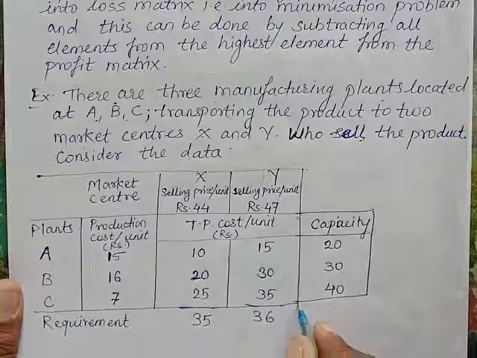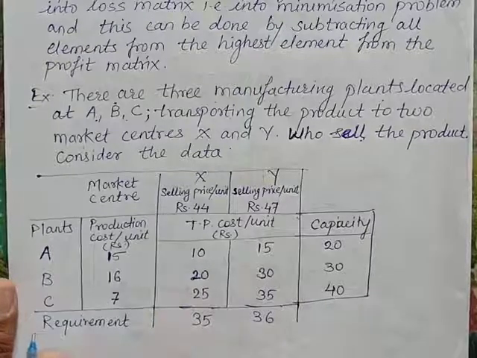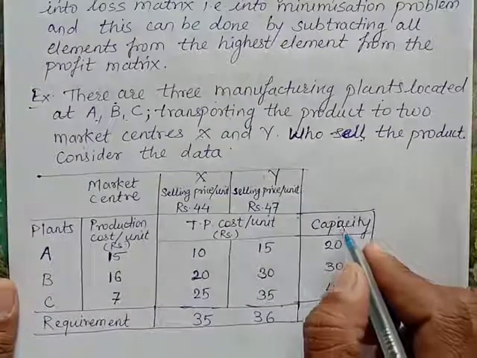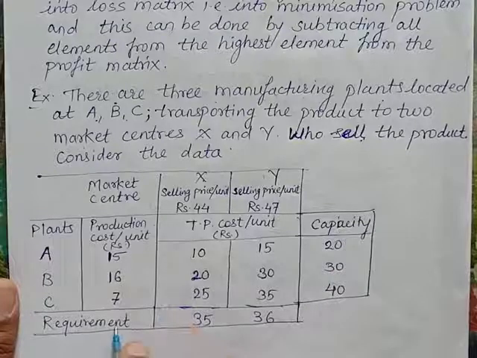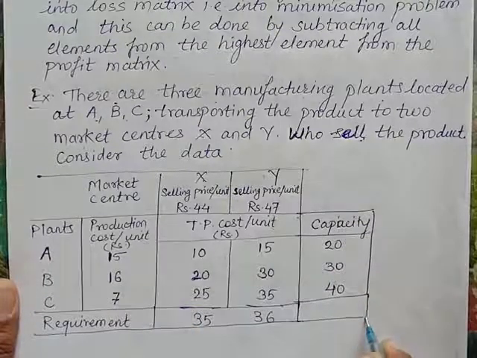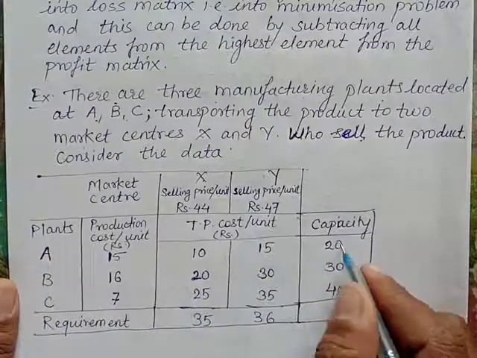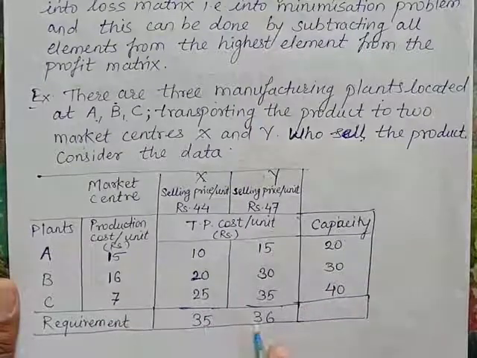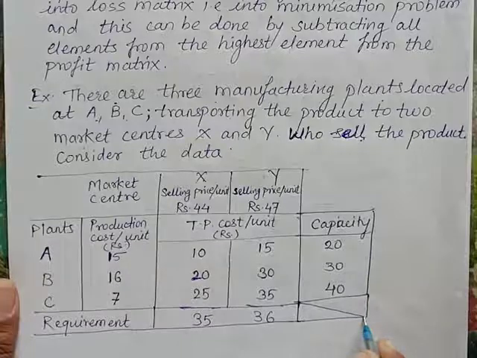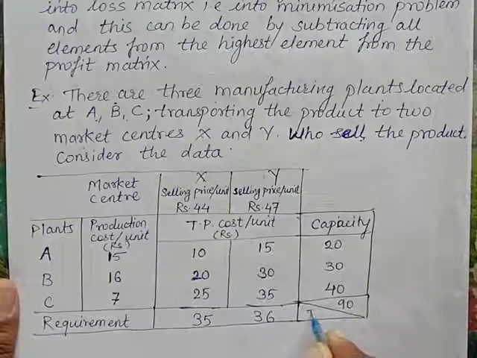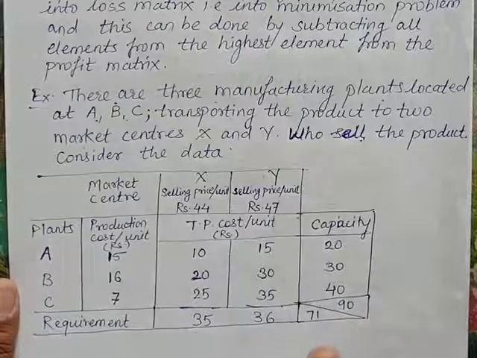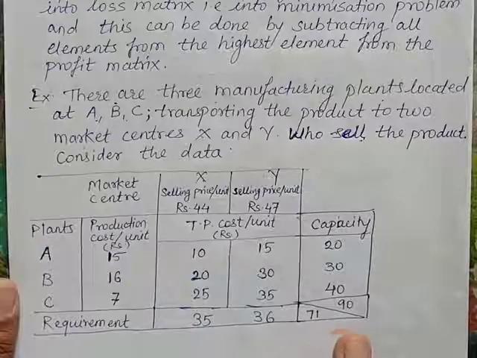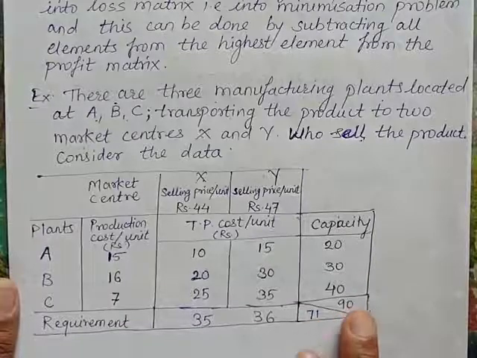Now, what are the totals here? These capacities are our supply and requirements are our demands. The total supply is 20 plus 30 plus 40, so it is 90. And the total demand is 71. So the difference is 19. If we want to convert it into a transportation problem, it will become unbalanced.